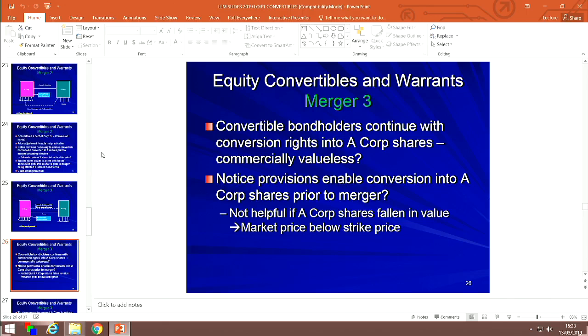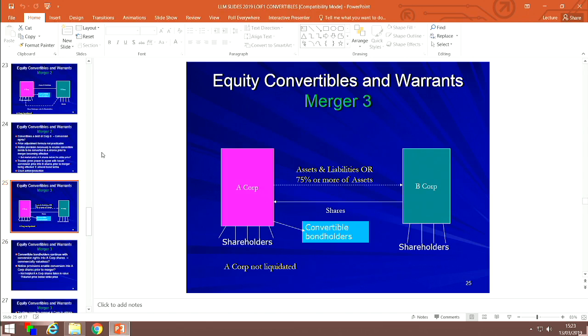So once again, the usual formula is to use a notice provision saying, in the event of such a merger being on the horizon, convertible bondholders will be given a notice by A to enable bondholders to convert into the shares of A prior to the merger. But again, it may not be very helpful. If you go back to this diagram, you'll see the problem. Convert into the shares of A. Next question, what exactly are the prospects for A Corporation? All its valuable assets have been transferred to B. What is the likelihood of these shares rising in value the way they were expected to?